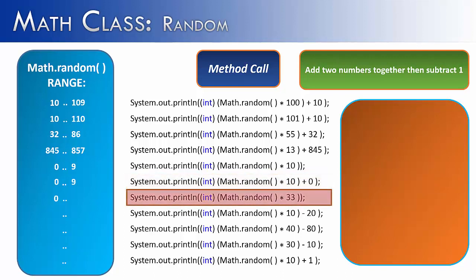The next example, we would have 33 plus 0 is still 33, minus 1 is 32. So our range would be 0 to 32. Let's look at the next three examples.